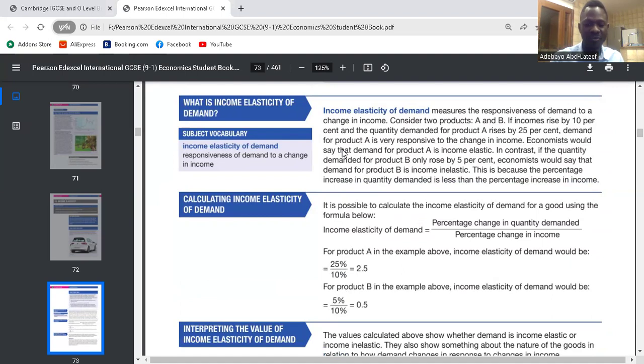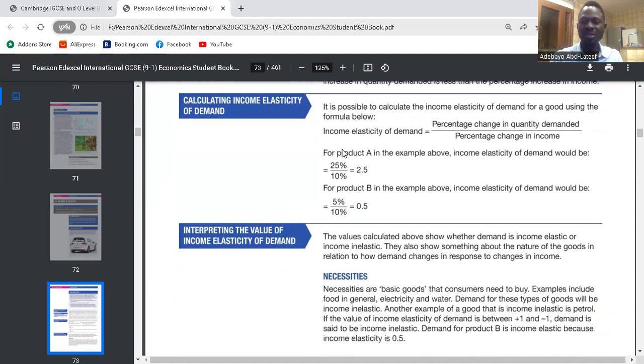So now, how do we use these values? Based on the values, whether demand is income elastic or income inelastic, they all show something about the nature of the goods, in addition to how demand changes in response to changing incomes. So when we interpret income elasticity, it's different from the way we interpret price elasticity of demand and supply. For income elasticity, income is linked to whether goods are normal or inferior.